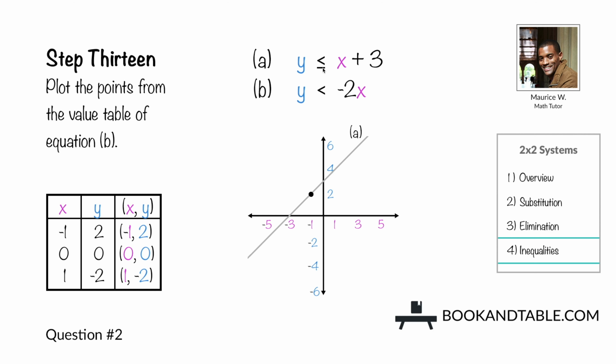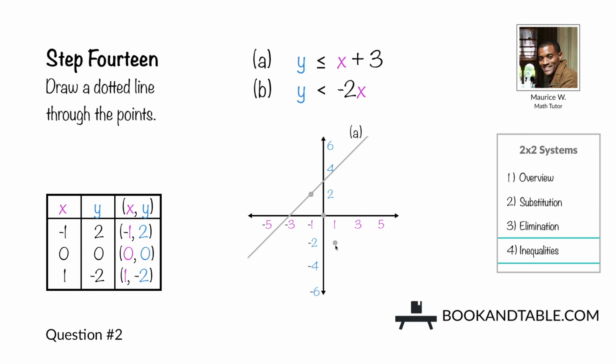Step 13, plot the points from the value table of equation B. So you go back to that value table in your notes. The first point is the vertex, -1, 2. The second point is the origin, 0, 0. And the third point is 1, -2. So these three points allow us to draw the line for inequality B. Step 14, draw a dotted line through the points. Now we have the two lines for our inequalities.